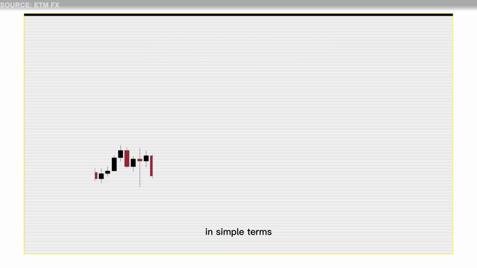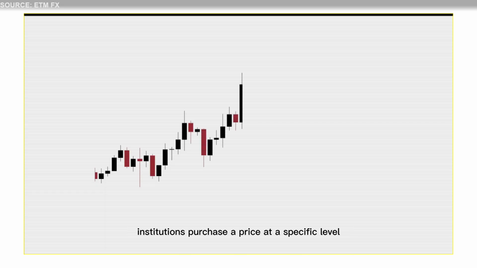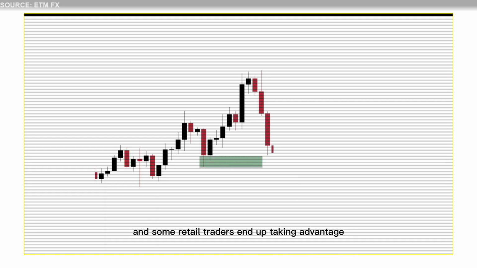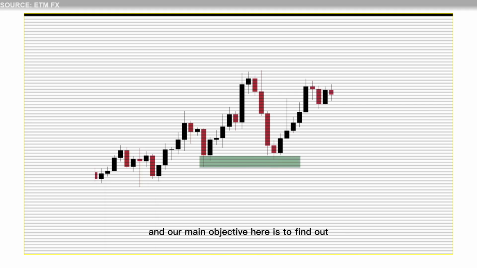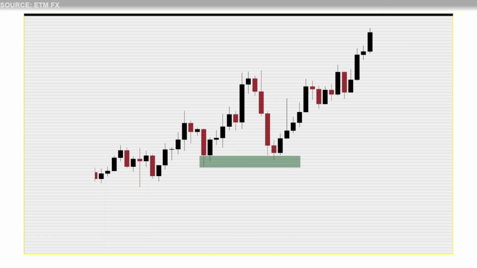In simple terms, liquidity is an area or a level where business was conducted previously. Institutions purchase a price at a specific level, and some retail traders end up taking advantage of the institutional sponsorship and take the trade. And our main objective here is to find out where these retail traders' stop losses rest at. So in this example, you can see price being purchased at this demand level, and we're not focused on the entry or why price was purchased there.